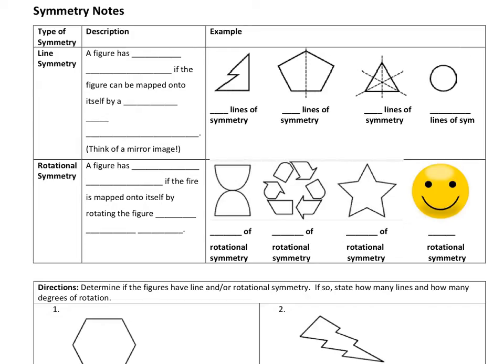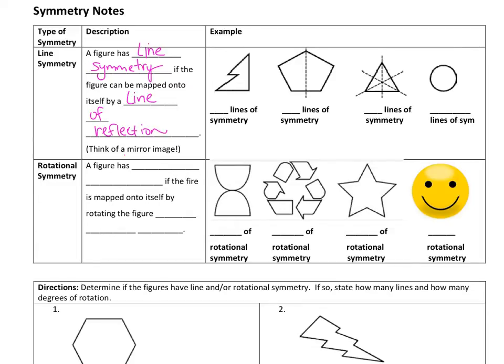For our fourth set of notes, we have symmetry, and we're going to talk about line symmetry and rotational symmetry. That's why it's in this section, because we're talking about rotational symmetry, and we have lines of reflection, and that's where this line of symmetry is coming in. A figure has line symmetry if the figure can be mapped onto itself by a line of reflection.